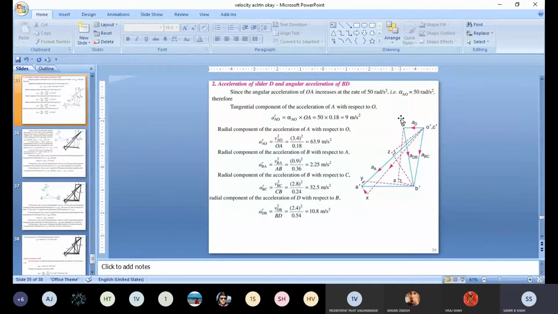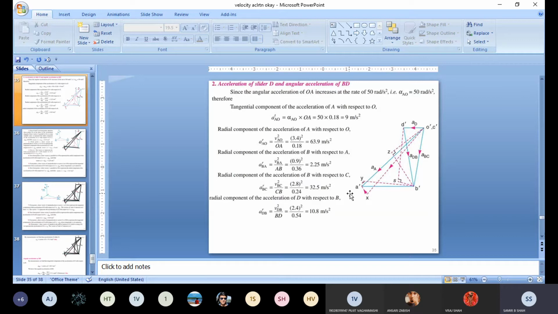Your radial part and tangential part should be dotted lines, but only when alpha is not given and we have to find the radial part. When the radial part is your acceleration, then it is considered as a full line, otherwise it is considered as a dotted line. So based on that, initially we draw, as shown in the figure, the dotted line O dash x and x a dash 9 mm. Join O dash a dash with the full line, which is the acceleration of the link OA.